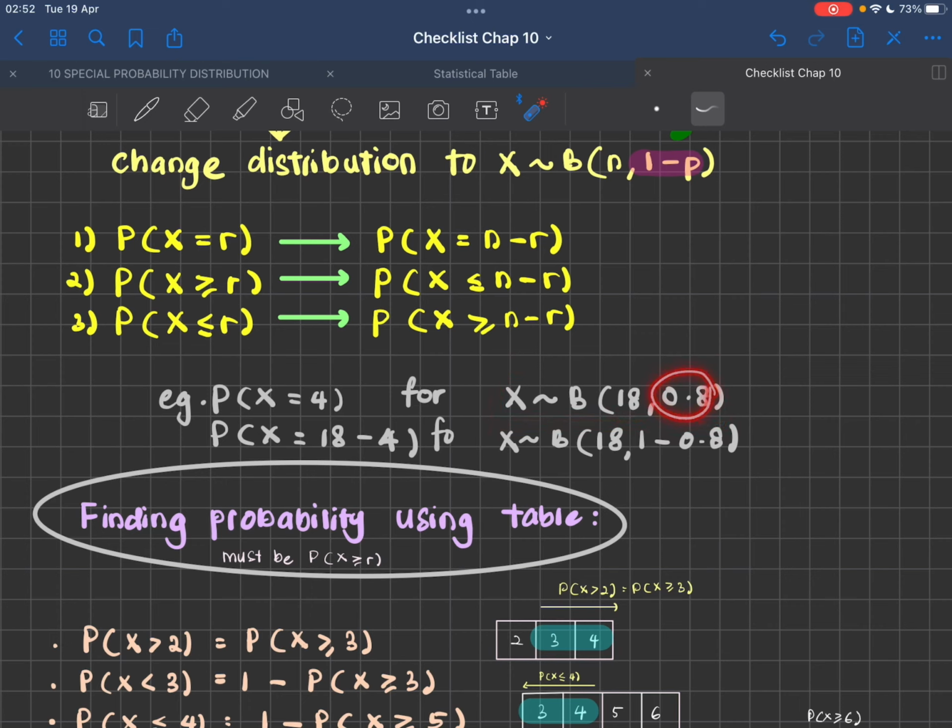Okay, for example, the question gave us the distribution of binomial with n equals 18 and p equals 0.8. So this is greater than 0.5. So we have to change the distribution: this stays as 18, and this will be 1 minus 0.8, which is 0.2 here. Not only the distribution, we also have to change the question. The original question asked for P(X = 4). Since we changed the distribution, we also have to change it to 18 minus 4, which is n minus r here.